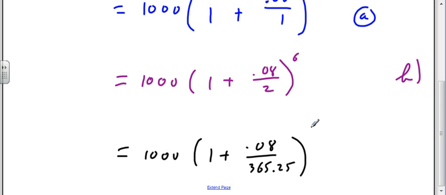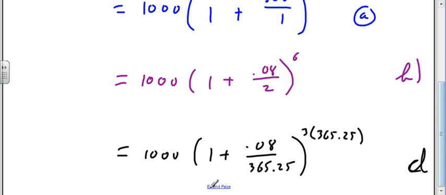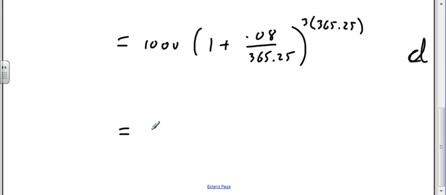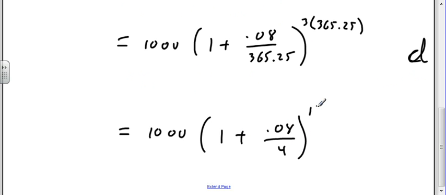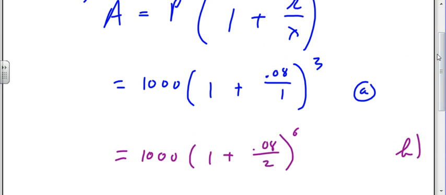365.25, right? Raised to the 3 times 365.25, and that's going to be my C answer. Oh, wait a minute. No, that's going to be my D answer. And then I got a quarterly answer, which I didn't put down. 1,000 plus 0.08 divided by 4 to the 12th power. That's my C answer. Okay, now I've got them all written down. Now I can start putting them in my calculator.